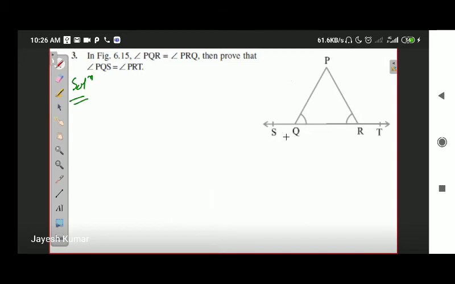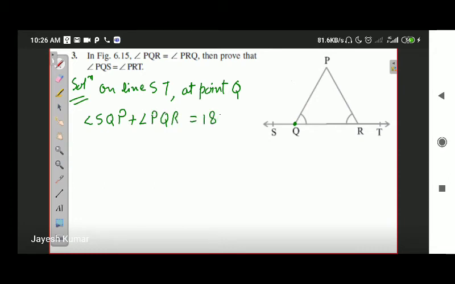Okay, for solution we will write it as: on line ST. First of all, we mention the line, then we mention the point to apply the linear pair. At point Q, what is happening at point Q? Angle SQP, sorry, not RP. Angle SQP plus angle PQR equals 180 degree. Why so? Linear pair. Okay, linear pair is the reason.